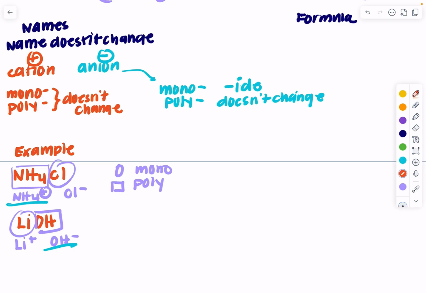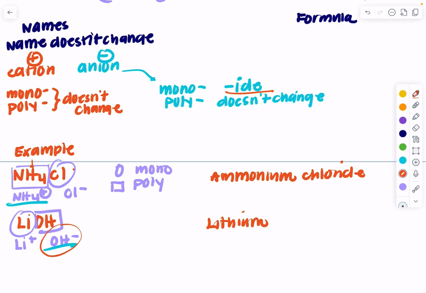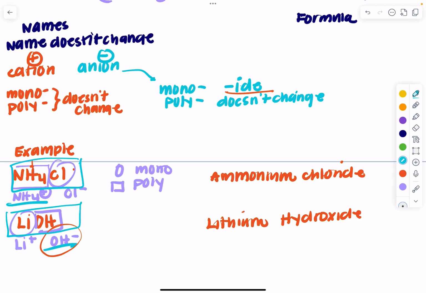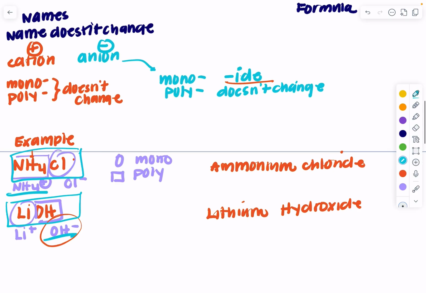When we name these, again, cation name doesn't change. So we look up the name for NH4. This is ammonium. And then we change the ending to IDE if it's mono, so it's chloride. Okay? Cation name never changes. We have lithium. We look up what OH minus is. It's hydroxide. You don't need to write the charges in here because we assume that if it's done correctly, the charges will balance. Okay?